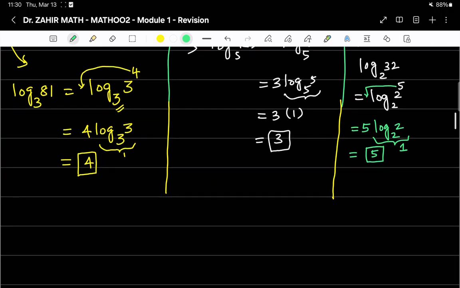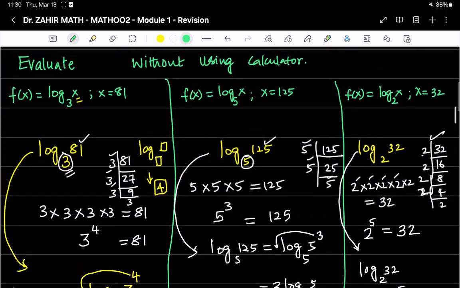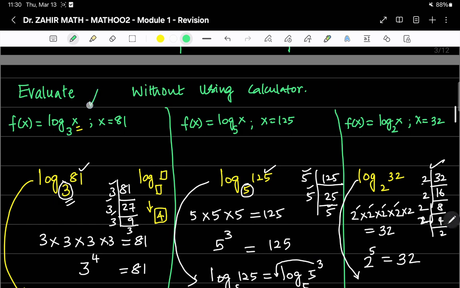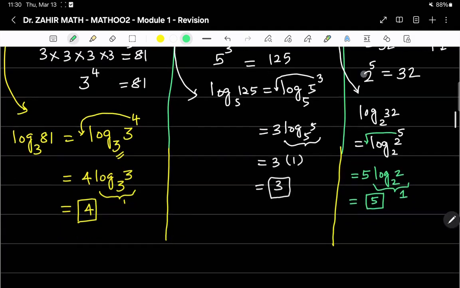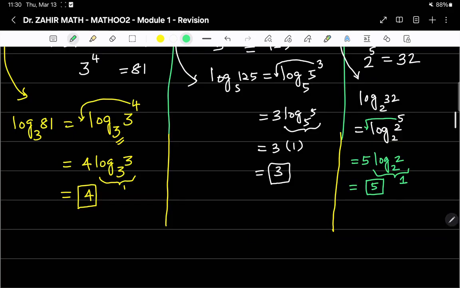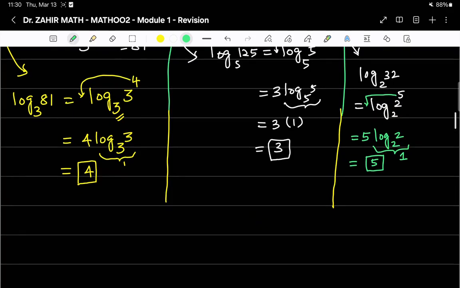Okay, right. So this is what? Evaluate the function without using calculator. This idea is clear? Okay. So this is a somewhat important question.